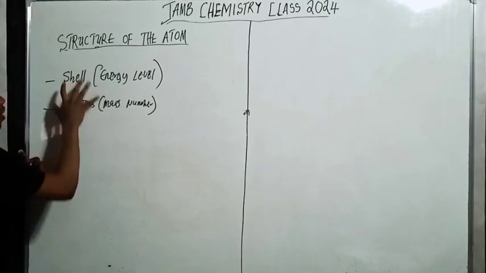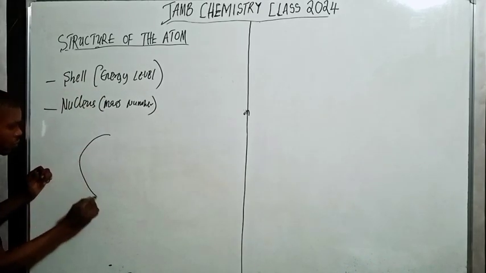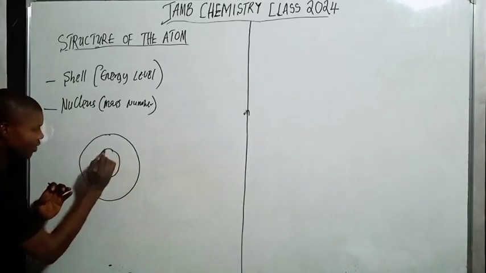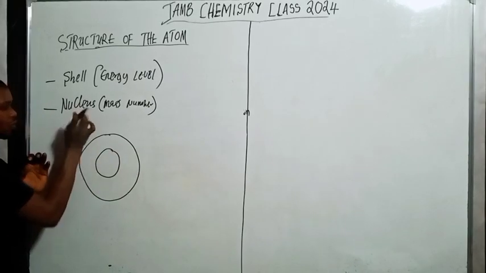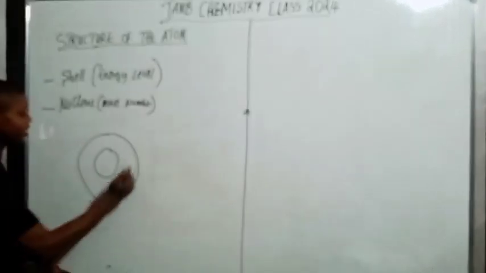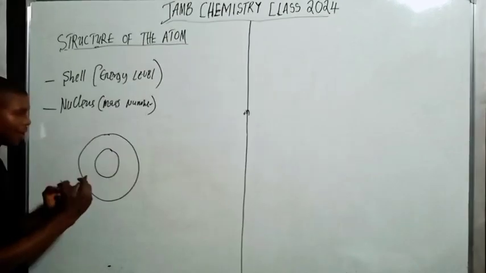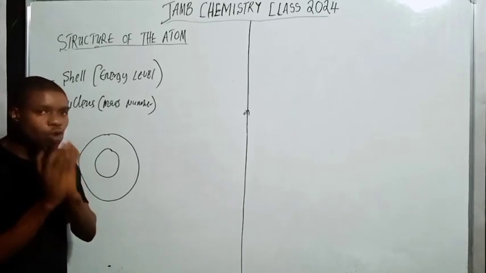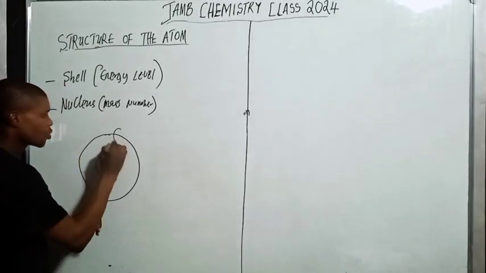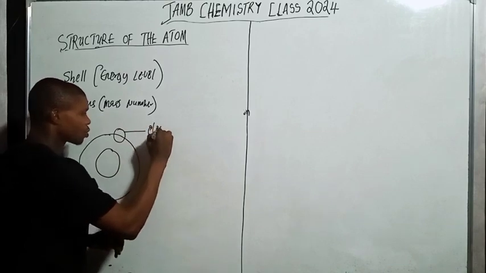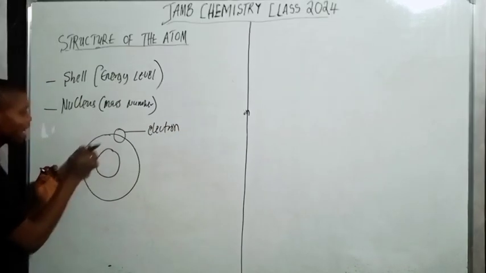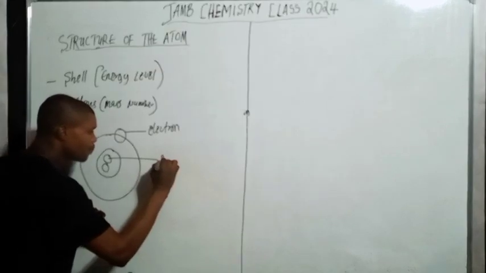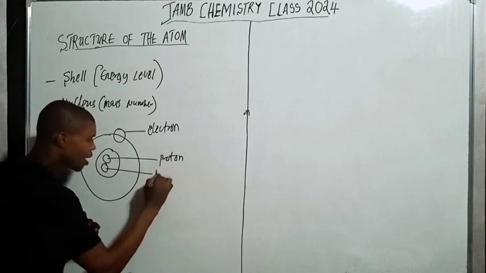Now, if you should draw the structure of the atom, there are two components. We have what we call the central core, which we call the nucleus. And the shell, the energy level, surrounds it. The shell contains one subatomic particle, which is called the electron. While the nucleus contains two subatomic particles, which are the proton and the neutron.